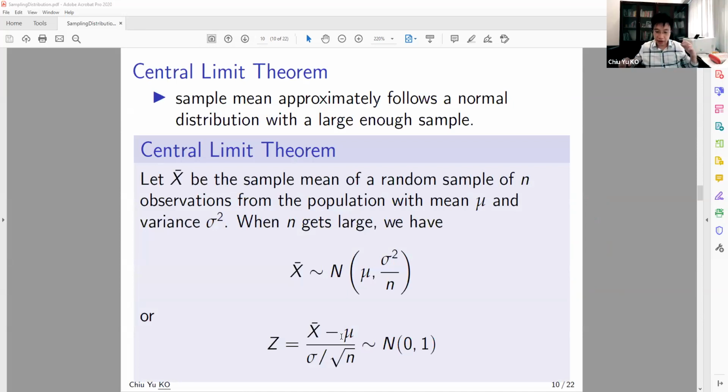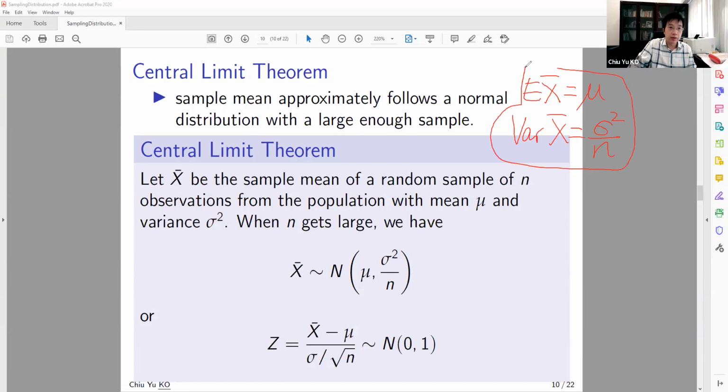Now that gives us, I think, the single most important theorem in this class, and this is the thing I hope you pay attention to, okay? Because this is the most important thing. So we already know the expected value of X bar is mu, and the variance of X bar is sigma squared over n, okay? We know that. We just proved it.